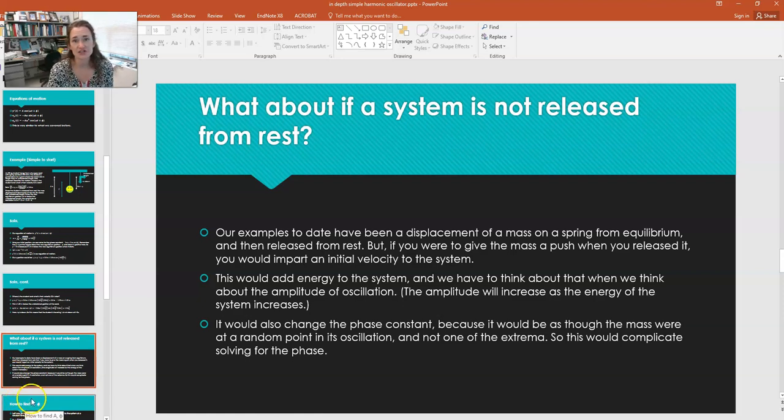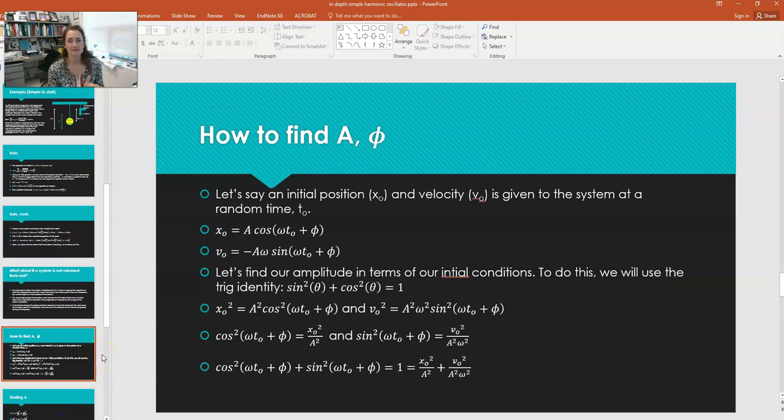And so what I'd like to do in these next slides is develop a formula that you can use to solve for the amplitude and the phase constant for any situation. Okay, so your amplitude and phase constant will be functions of the initial conditions of your system. So let's go back to horizontal masses on springs, but it doesn't matter if it's horizontal or vertical. It's the same kind of formula. We're going to say that you have some initial position and some initial velocity at some random time, because I want to keep it as general as possible.